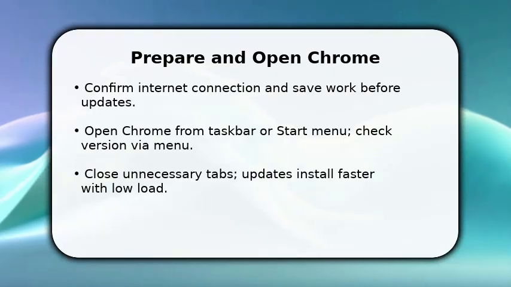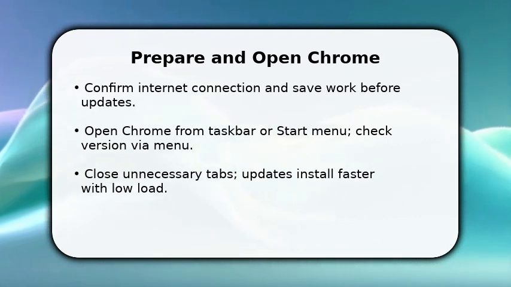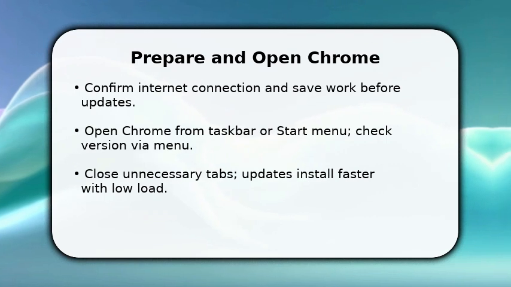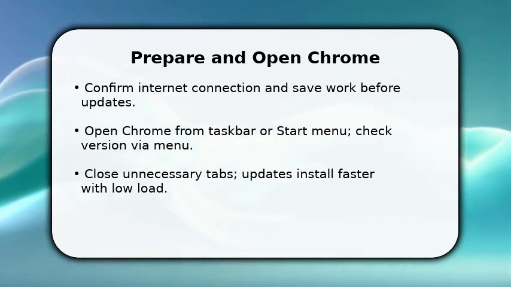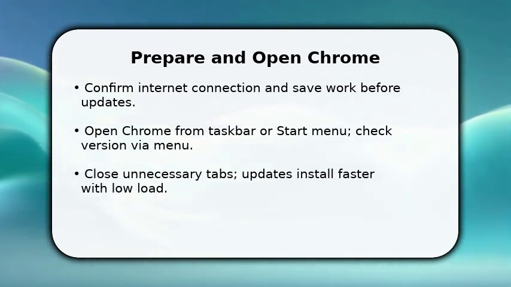You begin by confirming a stable internet connection and saving any unsaved work. This prevents data loss when Chrome restarts. Once ready, open Chrome from the taskbar or Start menu and click the three-dot menu at the top right to access help about Google Chrome.